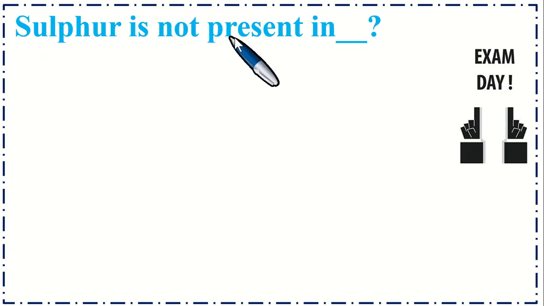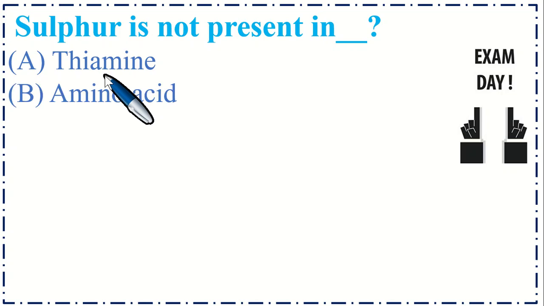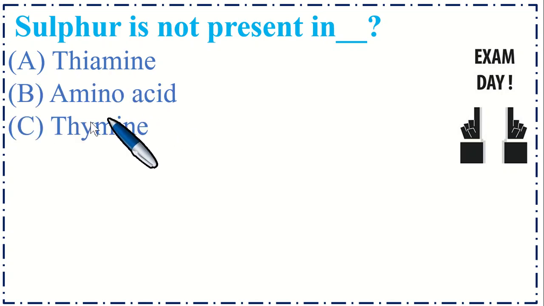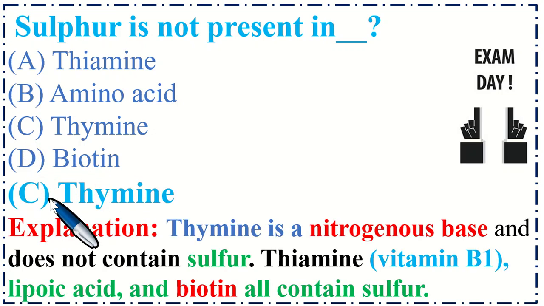Sulfur is not present in dash. Option A, thiamine. B, amino acid. C, thymine, and option D, biotin. So the correct option is C, thymine. Thymine is a nitrogenous base and does not contain sulfur. Thiamine is also called vitamin B1. Lipoic acid and biotin all contain sulfur.